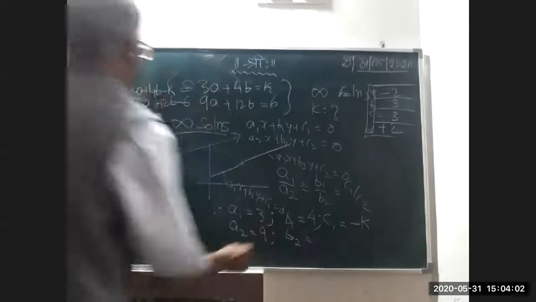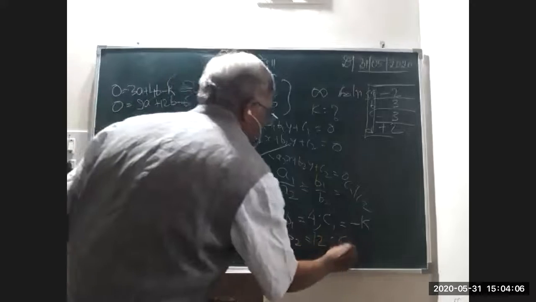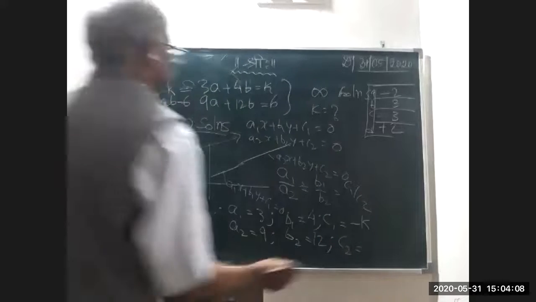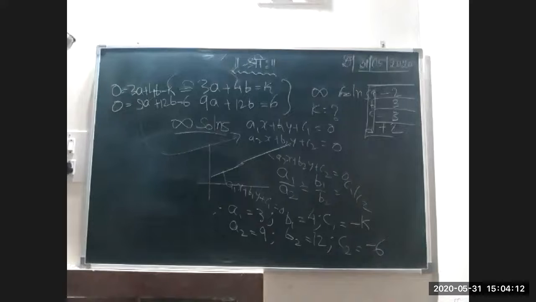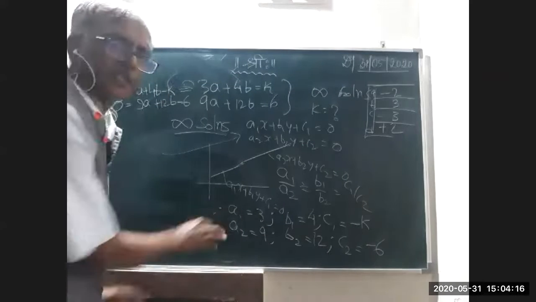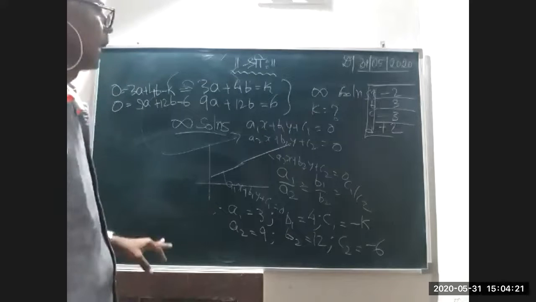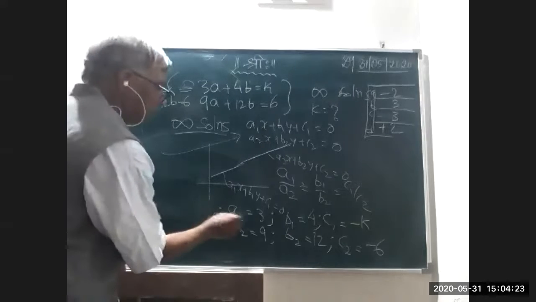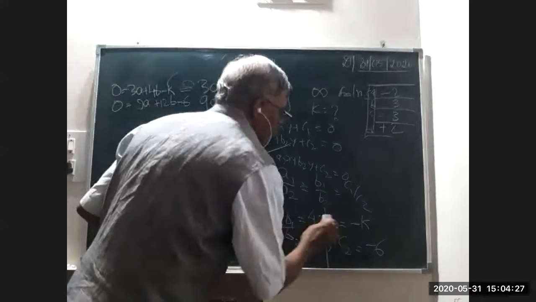What is B2 there? 12. What is C2 there? Minus 6. Your problem is over. How? You are actually taking the coefficient. So shall we take here itself? Is that okay with you? Shall I? Okay. So you are dividing the ratio we wanted.